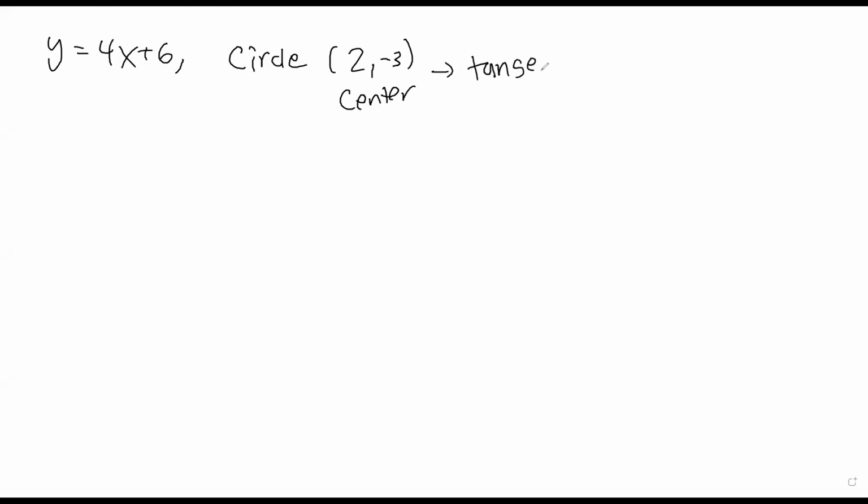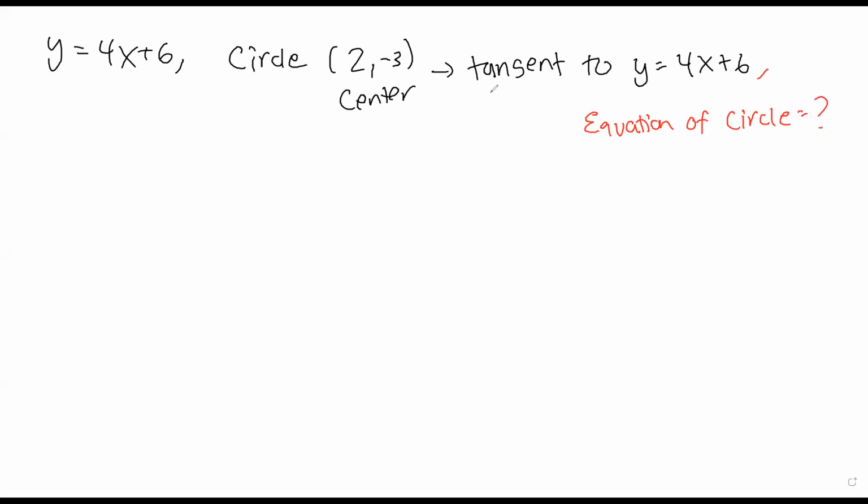Okay, for this problem, we're given a circle with a center of (2, -3), and we know that it is tangent to the line y equals 4x plus 6. They're asking us to find the equation of the circle.